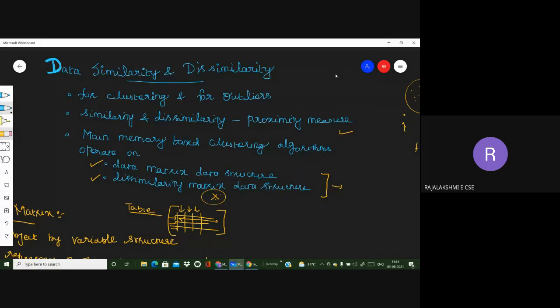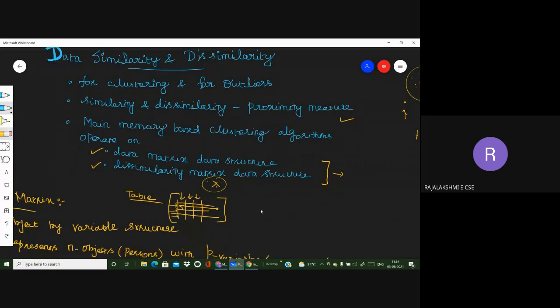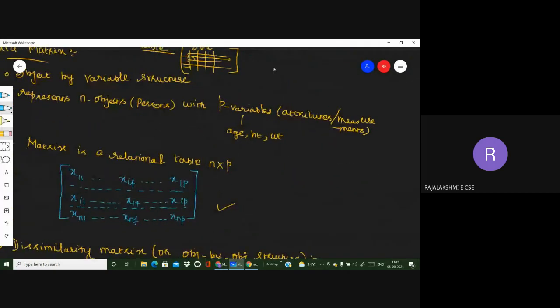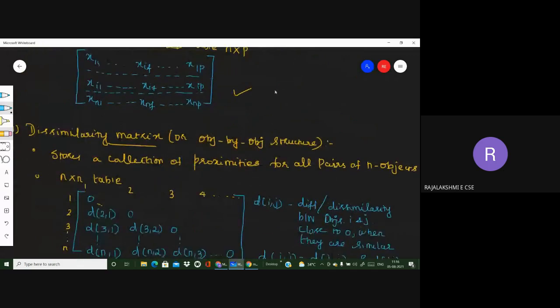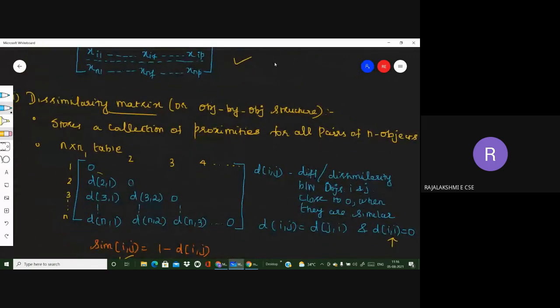So mainly the clustering algorithms will operate on two kinds of data structures. One is a data matrix, another one is a dissimilarity matrix. In the case of the data matrix, the table itself is converted in the form of a matrix. You can observe n rows and p columns. So it is a two-mode representation where you are using rows and columns. But the dissimilarity matrix is a one-mode representation where you will be comparing the objects alone. Therefore, you will be observing only the lower triangular matrix.